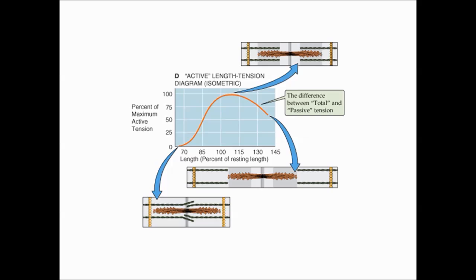Every book has a different diagram that shows the same thing. This is another diagram that shows the same idea. So you get more force up till you have every cross bridge potentially made, and then you get zero force once you pass that point, and decreases due to overlap and loss of bridges because of overlap.